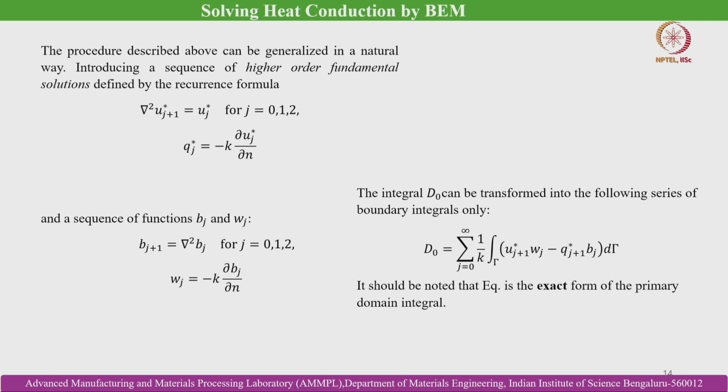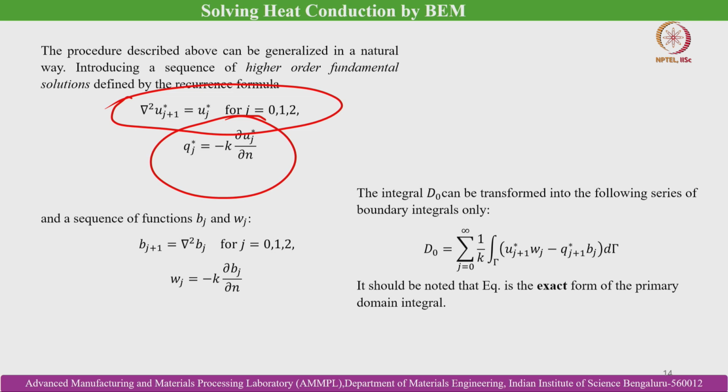So this procedure described earlier can be generalized in a natural way, introducing a sequence of higher order fundamental solutions defined by the recurrence formula. What is the recurrence formula? That is del square u asterisk j plus 1 is equal to u j asterisk for j is equal to 0, 1, 2 etc., and q j asterisk is equal to minus k del u j asterisk del n. And a sequence of functions b j and w j. So, b j plus 1 is equal to del square b j where j is equal to 0, 1, 2 and w j is equal to minus k del b j del n.